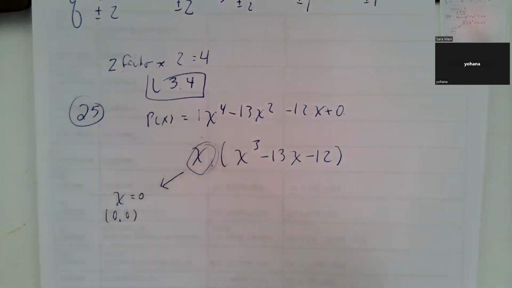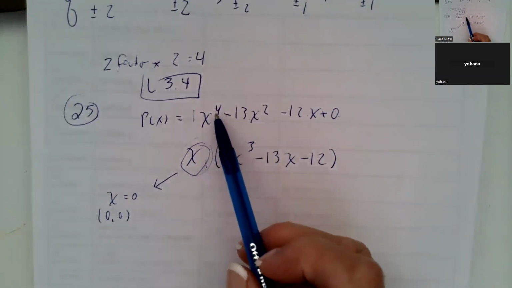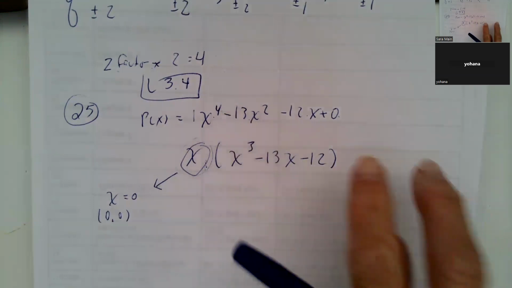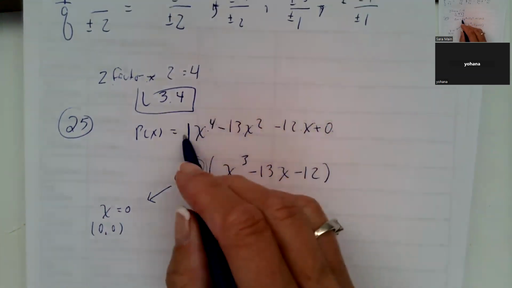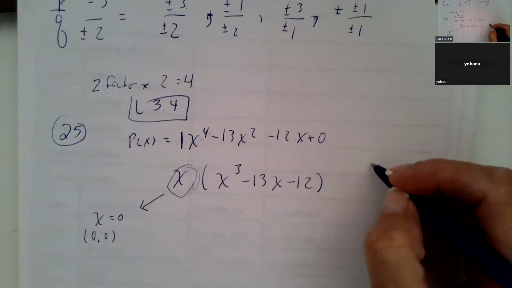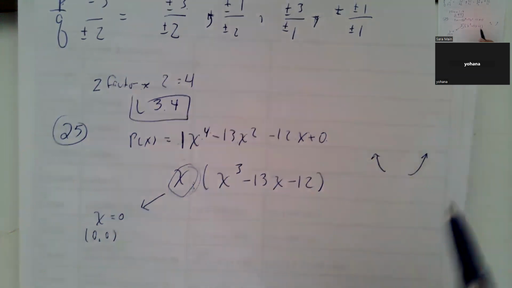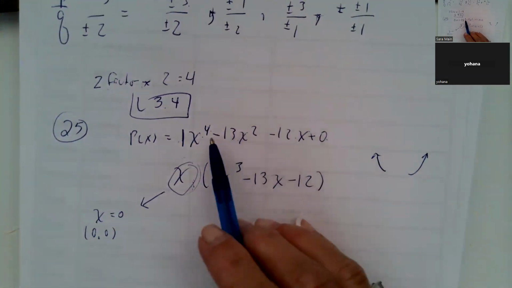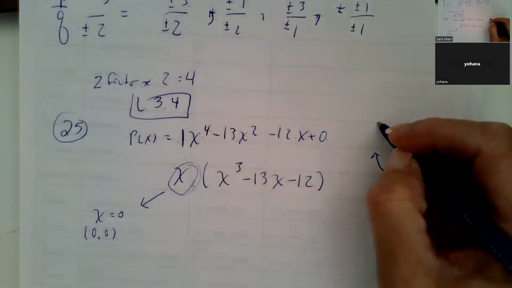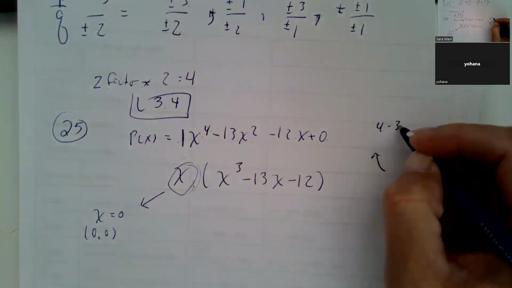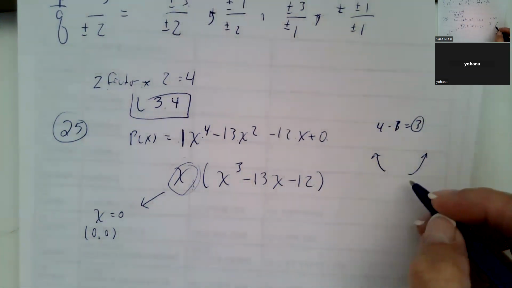I also know that my highest term is x to the 4th, and my leading coefficient on that x to the 4th is a positive 1, so both ends are going to face up. There are going to be some terms in between. My leading exponent is a 4, so there are going to be 4 minus 1, up to 3 turns somewhere in there.